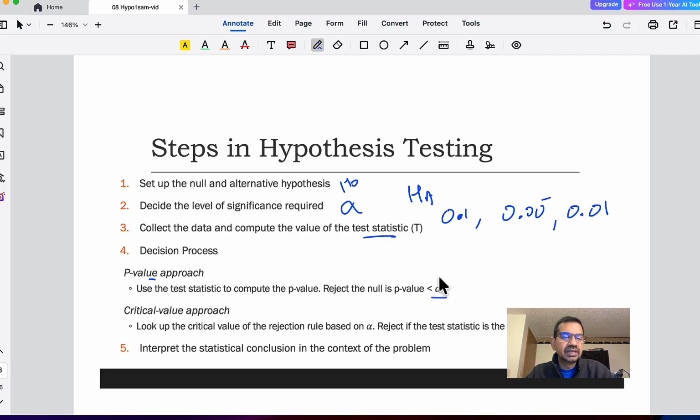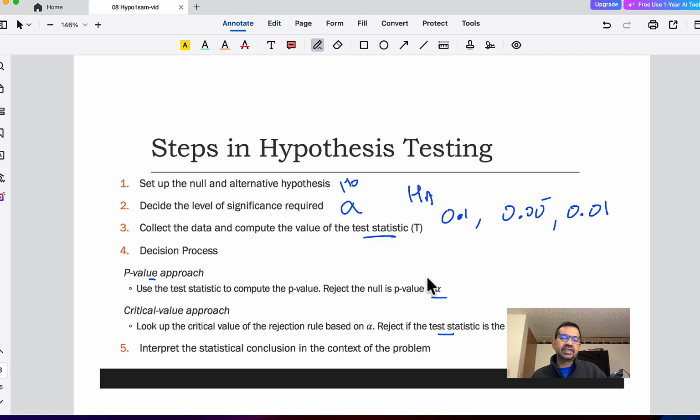The other approach can be the critical value approach. In the critical value approach, we will look up the critical value of the rejection region based on our level of significance, or alpha. And then we will compare that critical value to our test statistic. If our test statistic is more extreme, if we are doing a left tail test, if our test statistic is to the left of the critical value, then we can reject the null. On the other hand, if you're doing a right tail test, if our test statistic that we get is to the right of the critical value, then we can reject the null.